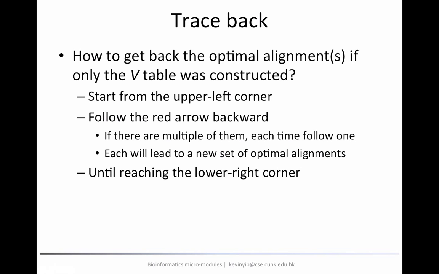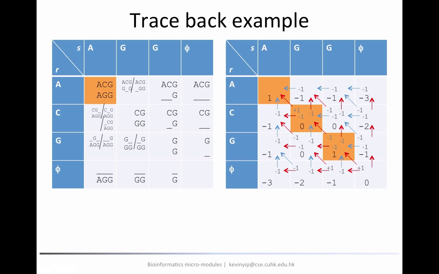To be more concrete, let us go back to this example. Suppose we only have the right-hand side table. We are at the upper left corner, which is the number 1 here. We ask the question, how did we actually get this number? The answer is, we follow the diagonal path because only that arrow is marked in red. That means in the optimal alignment, the A from sequence R and the A from sequence S should be put in the same column. Then we reach this next entry.